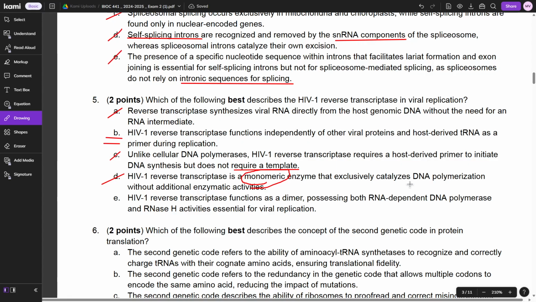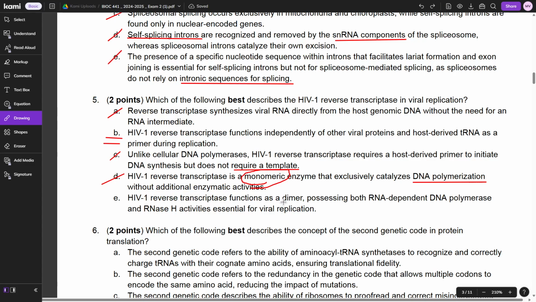Exclusively catalyzes DNA polymerization without adding additional enzyme catalyst. No. Also, no. What do you mean it only catalyzes DNA polymerization? It's literally reverse transcriptase, right? It has to reverse transcribe. It doesn't do DNA polymerization.